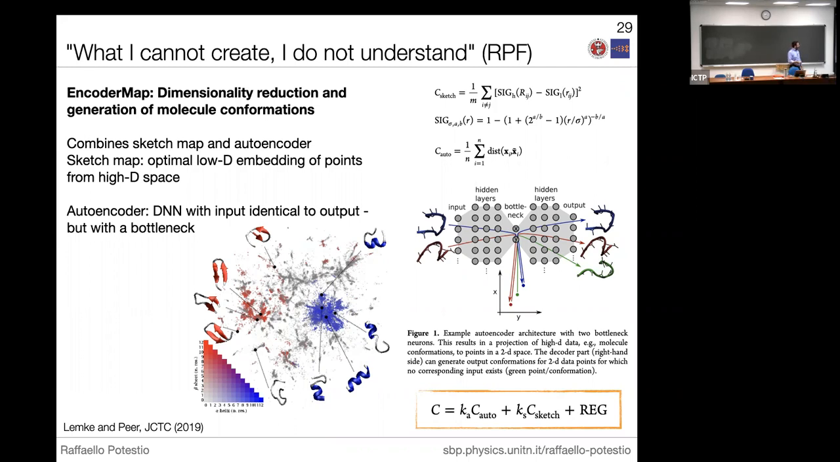And this bottleneck is essentially a coarse-graining process. That is, the network has to learn to reproduce the same thing that it has as an input in terms of very few parameters, not all the parameters that are provided as an input, but a much smaller number, like, for example, two. And the importance of this procedure is that, on the one hand, you can provide a low-dimensional representation of the system, or the configurational space of the system, in terms of just a few parameters. And this allows you to discriminate better classes of configurations.